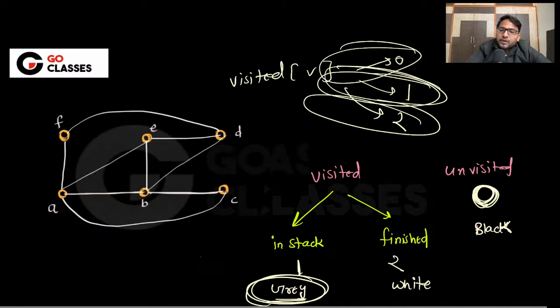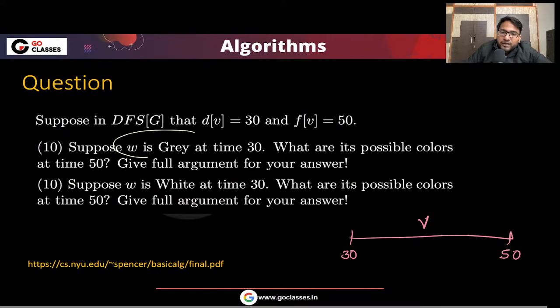So what does gray mean? Gray means it is visited but still not finished. Suppose W is gray at time 30, which means it is visited but not finished. So now maybe at this time 30 it is visited, which means W must have been started here, and not finished means can I say that W is this? But since W can't be this, W has to be this, right?